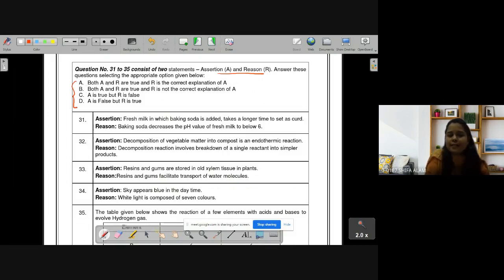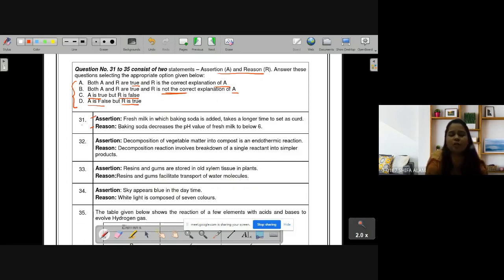So option A says that both assertion and reason are true, and the reason is a correct explanation for the assertion statement. Option B says A and R are true, but R is not the correct explanation of assertion. C says A is true, but R is false. And option D is A is false, but R is true. So it is very important that we read both the statements individually first and then find the best possible option.